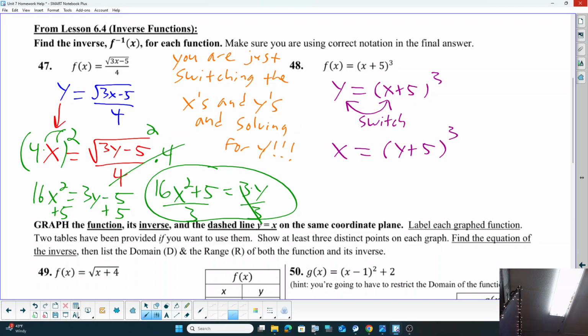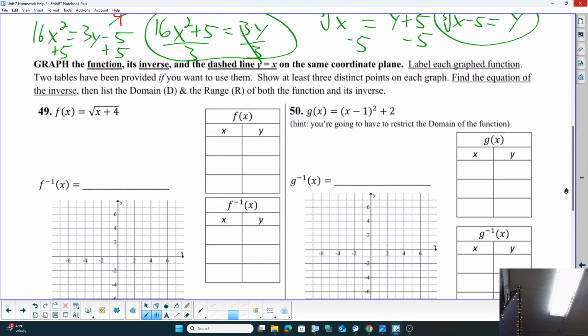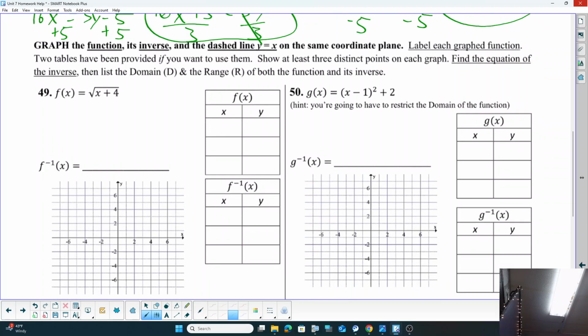So now you're going to cube root both sides. So the cube root of x equals, that cancels, y plus 5. And now you just minus the 5. So now we get y equals the cube root of x minus 5. That's the inverse. Pretty easy. Not too bad. So now it says to graph the function, its inverse, and a dashed line in between.